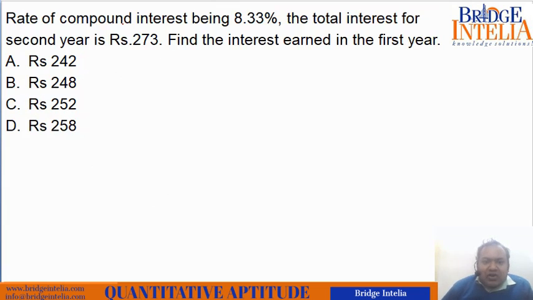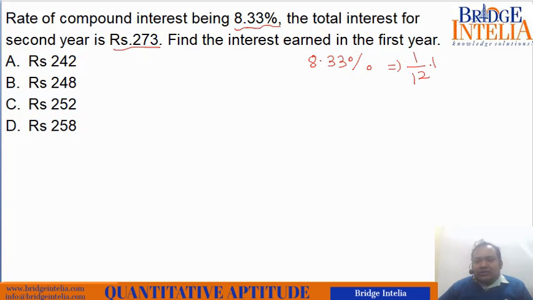A question is: the rate of compound interest being 8.33%, the total interest for the second year is ₹273. Find the interest earned for the first year. So 8.33% is equal to 1/12 of anything. The data in this question extends up to 2 years. The framework of this question is based on money being deposited for 2 years. The 8.33% rate is equal to 1/12.